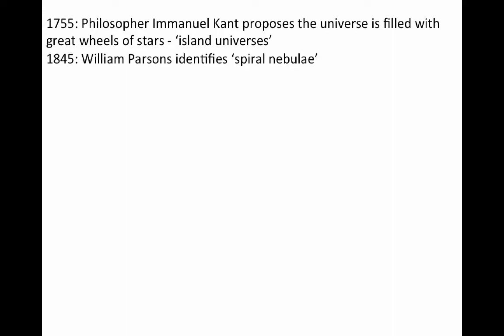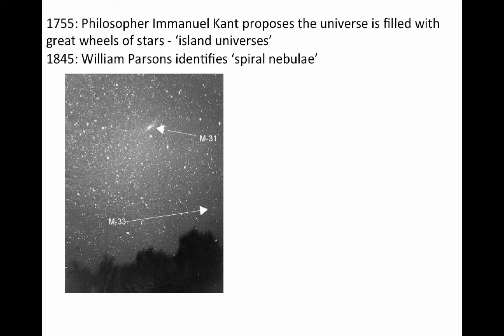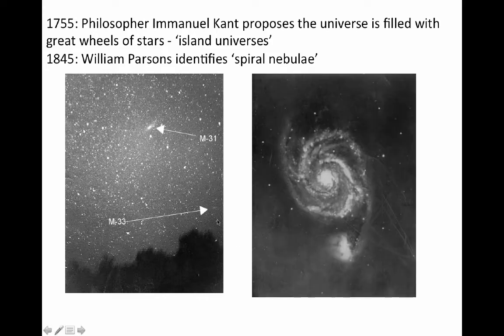Now, in 1845, the astronomer William Parsons identified spiral nebulae. So, for example, M31, M33 are two examples of spiral nebulae that look like this. So this is obviously a collection of something that emits light, but of course we didn't know whether it was within our own galaxy or outside of our own collection of stars.